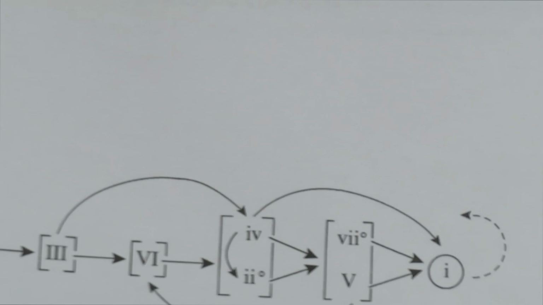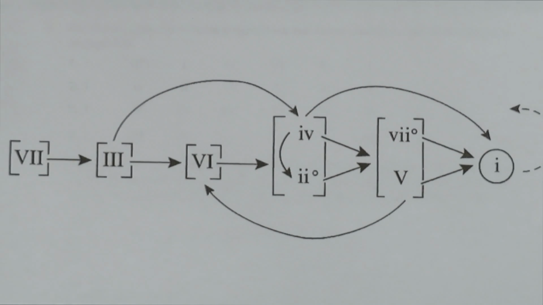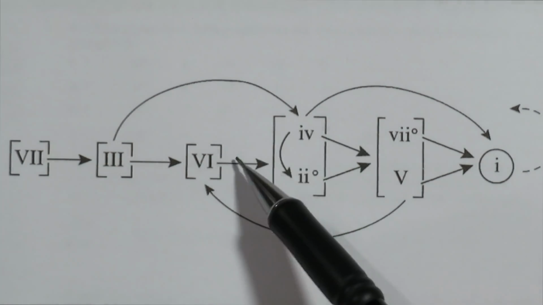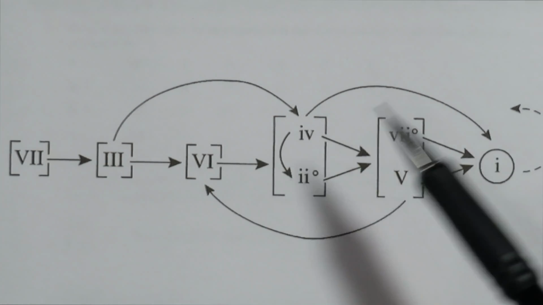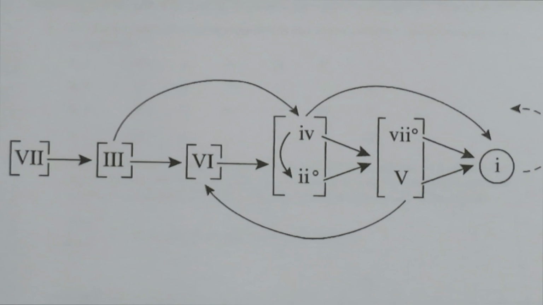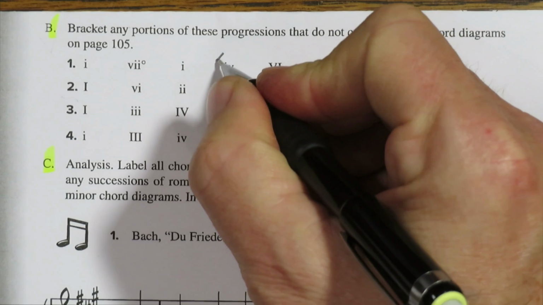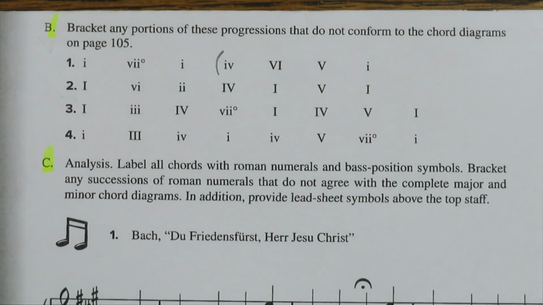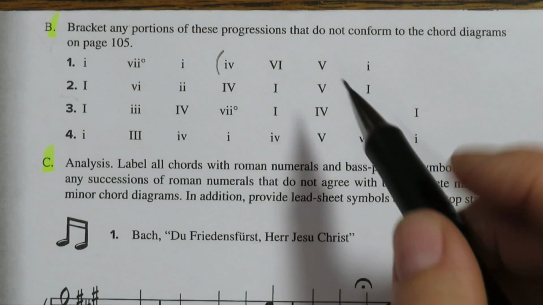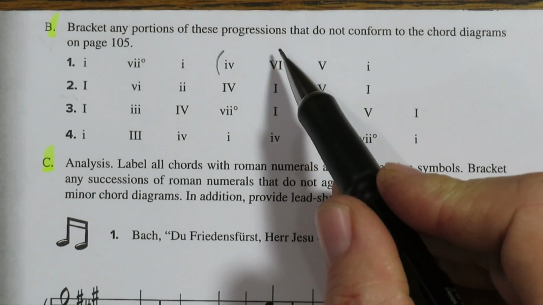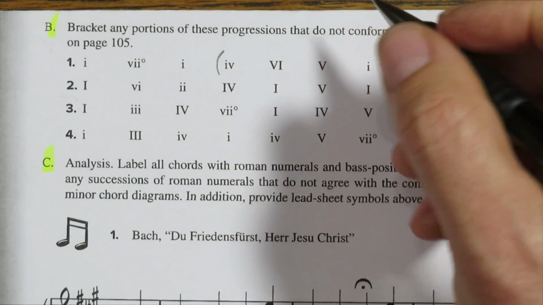Well, if you look at our diagram here, 4 does not tend to go to the 6 that often, so it likes to go to the 2 or the 5 or the 7 or the 1. Okay, so let's start a little bracket there. We know that that doesn't like to go to the 6.